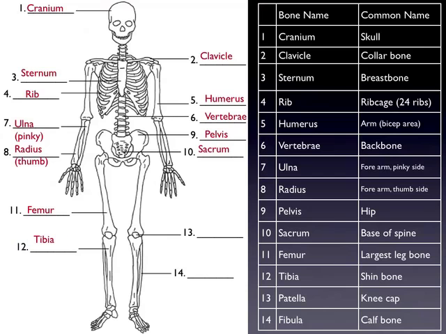Then you have two lower leg bones. Just like in your forearm you have two bones, in your shin you have two bones. Those are the tibia and the fibula. They do not rhyme. People always want to say tibia and fibia. Tibia and fibula. I used to always do that.